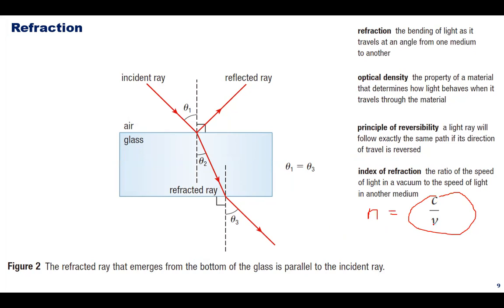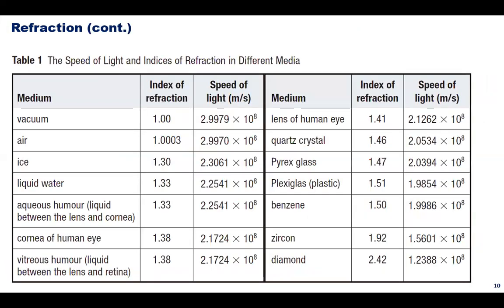v is the speed of light in another medium, and c is the speed of light in a vacuum, which is approximately 3 times 10 to the power of 8 meters per second. This is a good approximation in most of the cases. So here, table 1 on this page shows the speed of light and indices of refraction in different media. You can see the speed of light in the air is very close to the speed of light in vacuum, right? So in most of the cases, we use the speed of light in vacuum as approximation as the speed of light in the air, which is approximately 3 times 10 to the power of 8 meters per second.